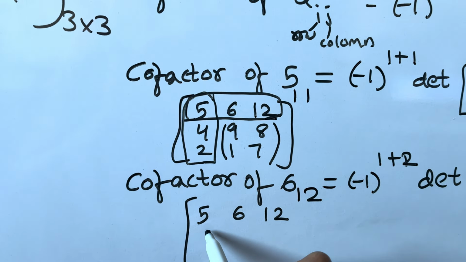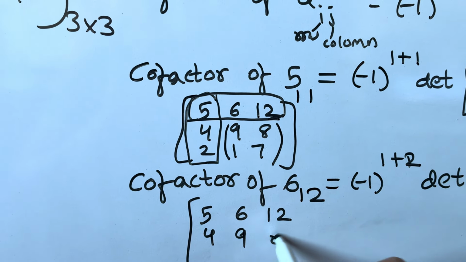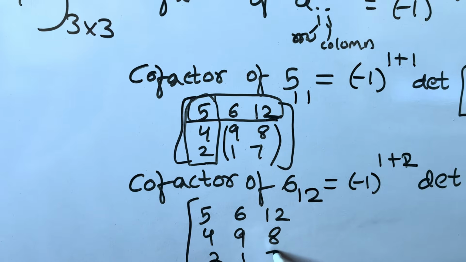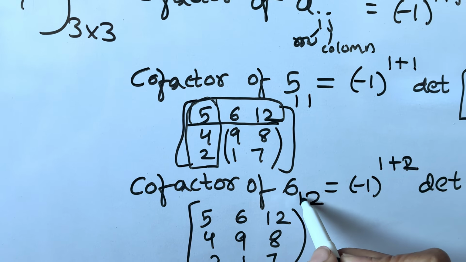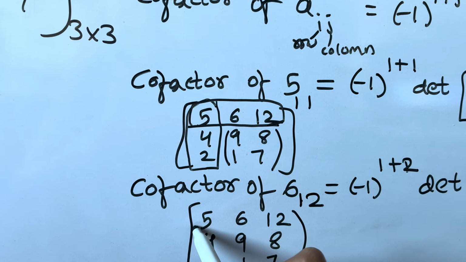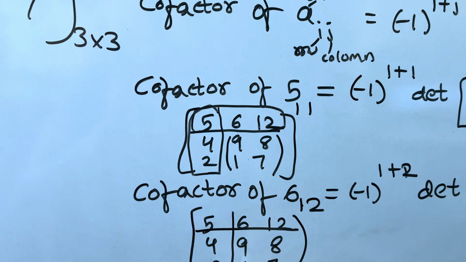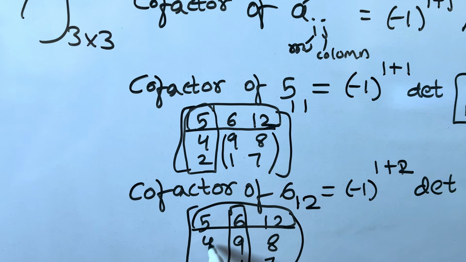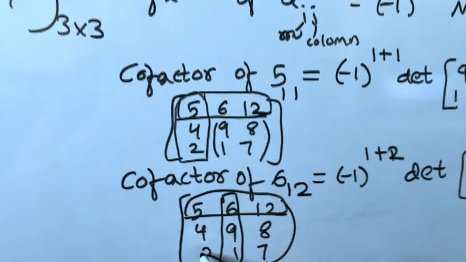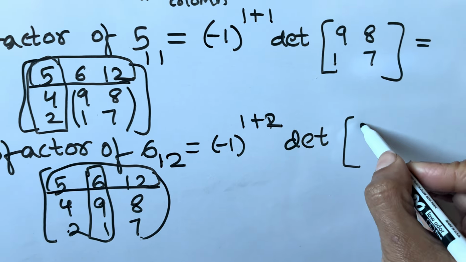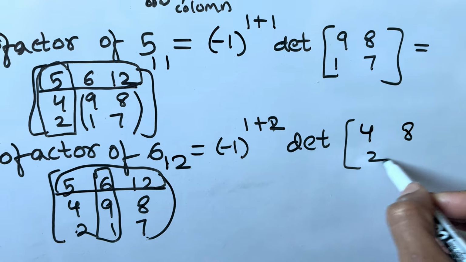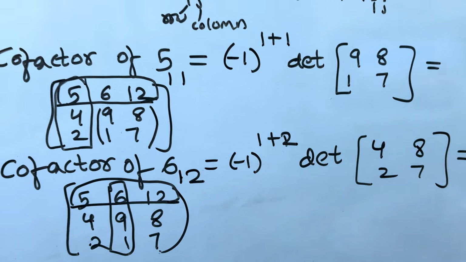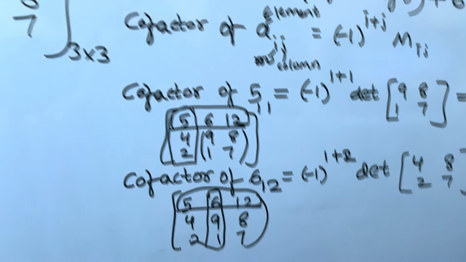So I'm again rewriting for you to show the remaining matrix after eliminating first row and second column. So we are eliminating the ones in the boxes. The remaining matrix would be 4, 8, 2 and 7. So the determinant would be 4, 8, 2 and 7. That gives the cofactor of 6.